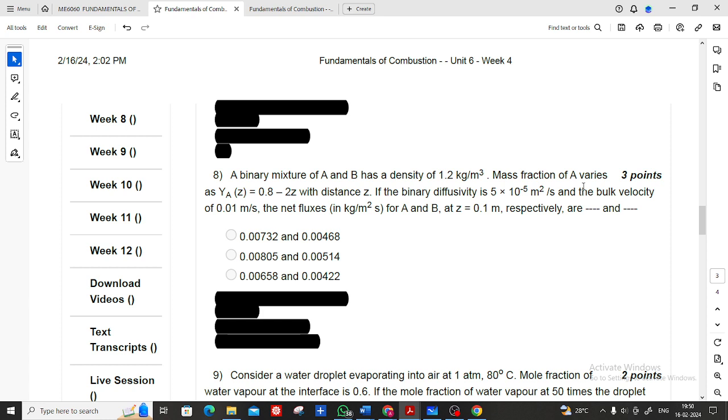See, what they have given is the diffusion coefficient of A in the mixture. DAB is not given. D in the mixture is given. Do you have some doubt? No, sir. Got it. Okay.